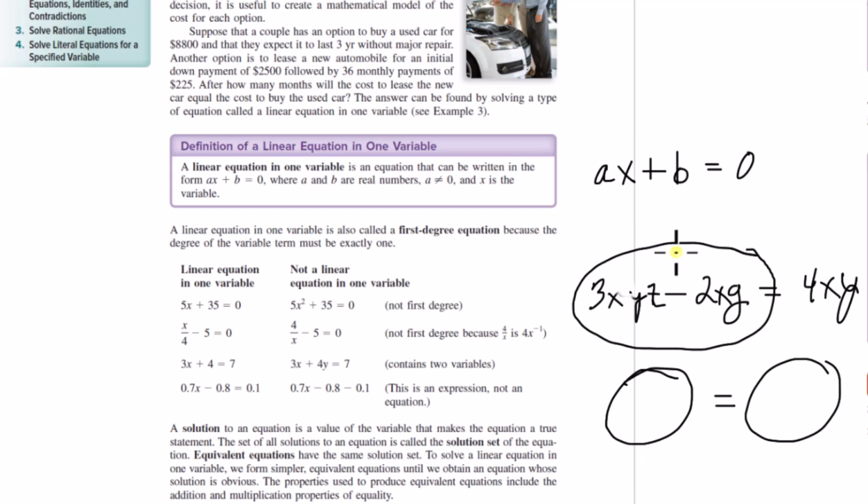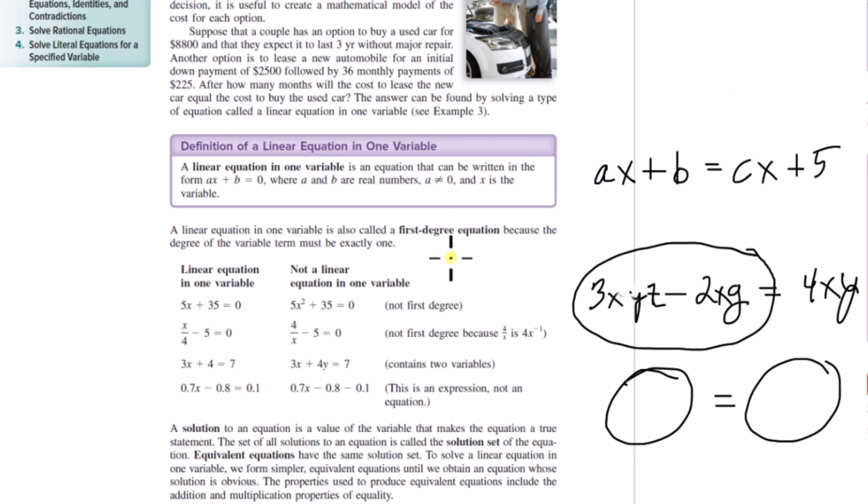Now, I want to be clear. It doesn't mean that if you came over here and had something equal to cx plus 5, oh, well, now there's 2 variables. No. It's the same variable, and they're both raised to the first power. So this is a linear equation in one variable.